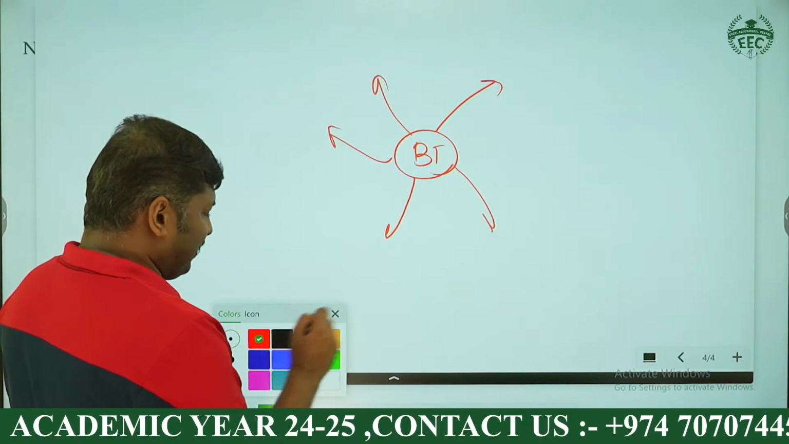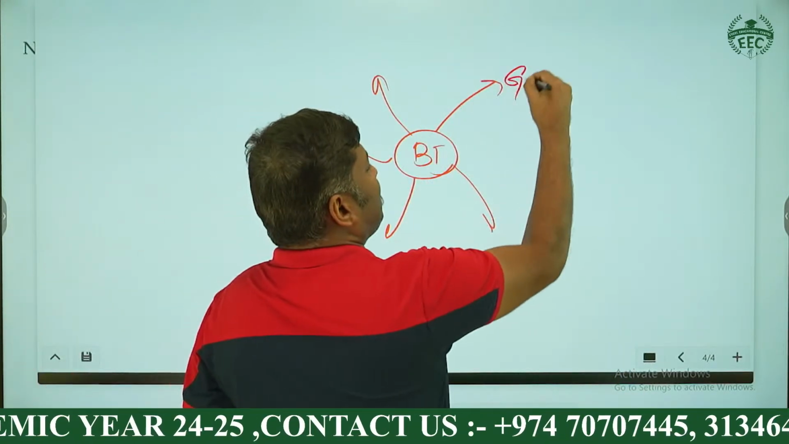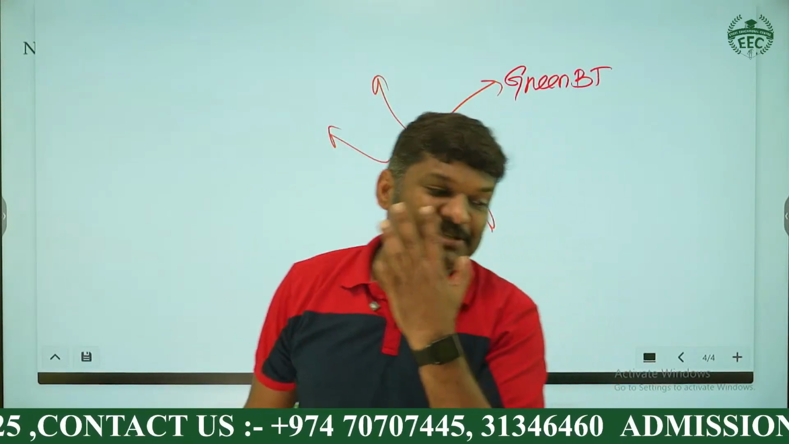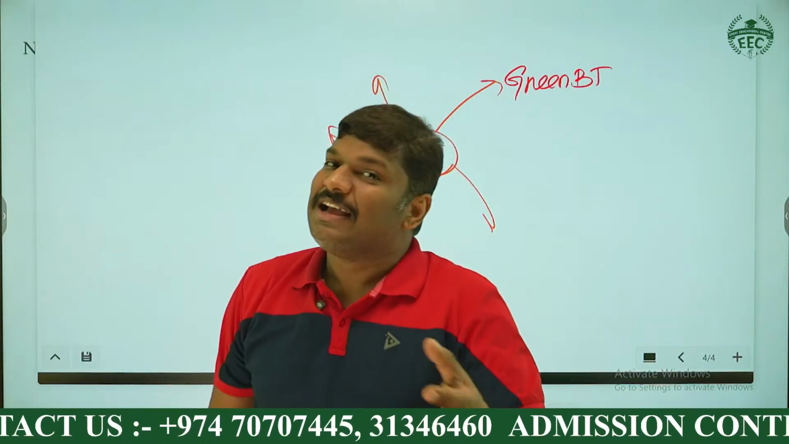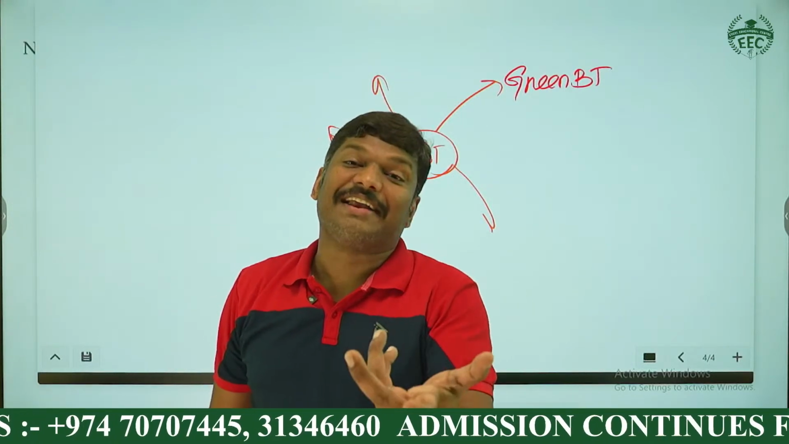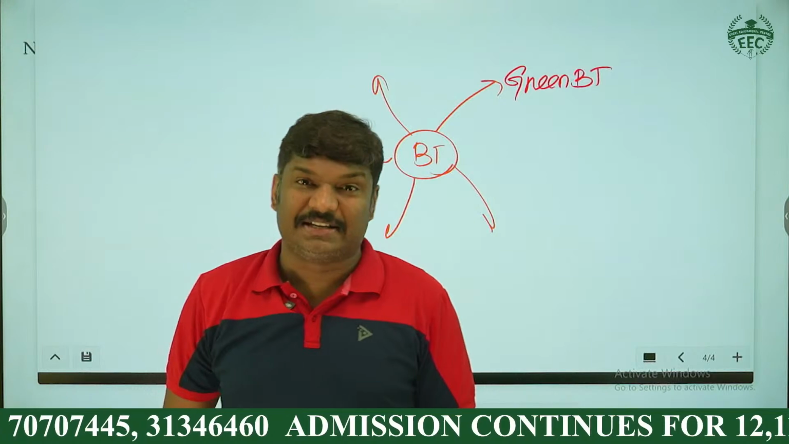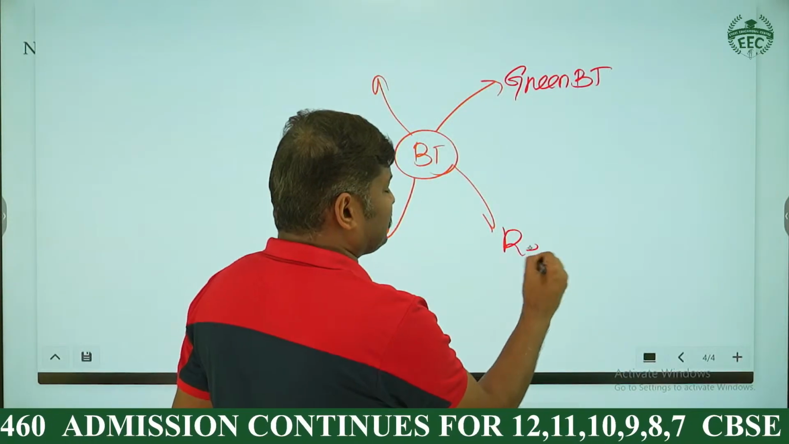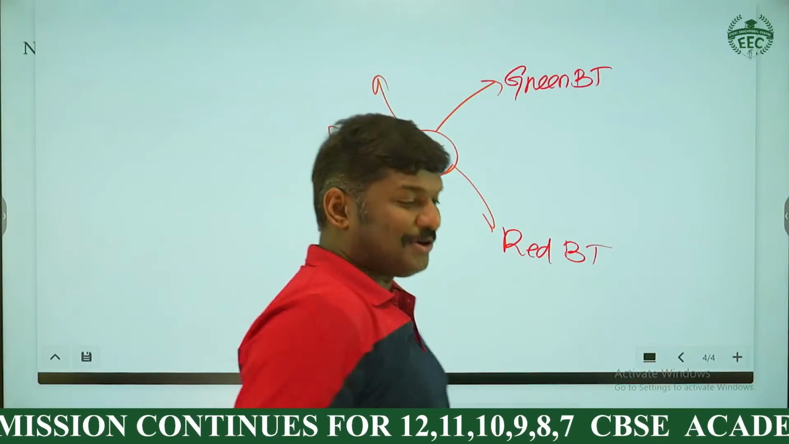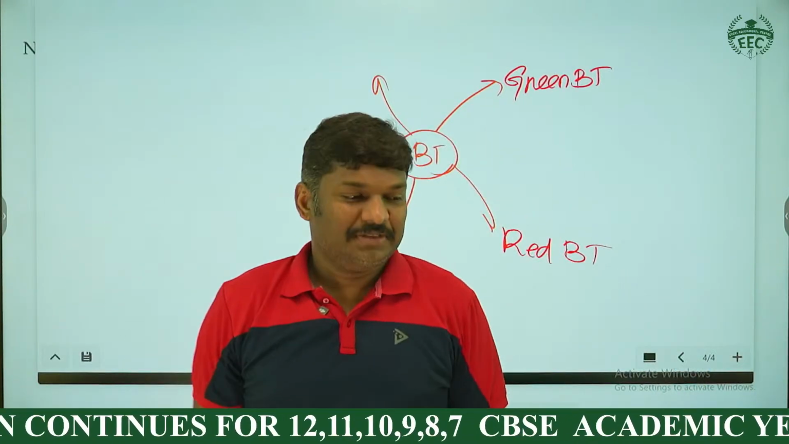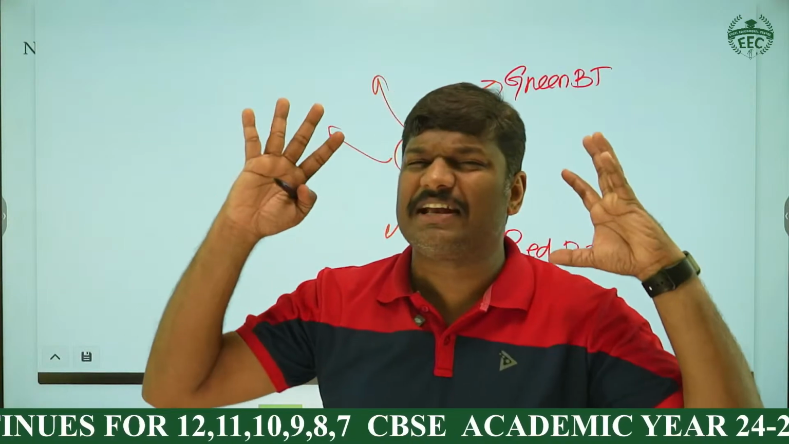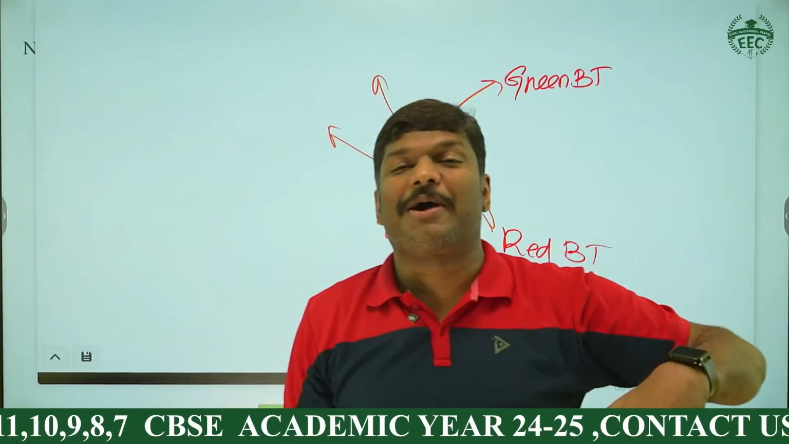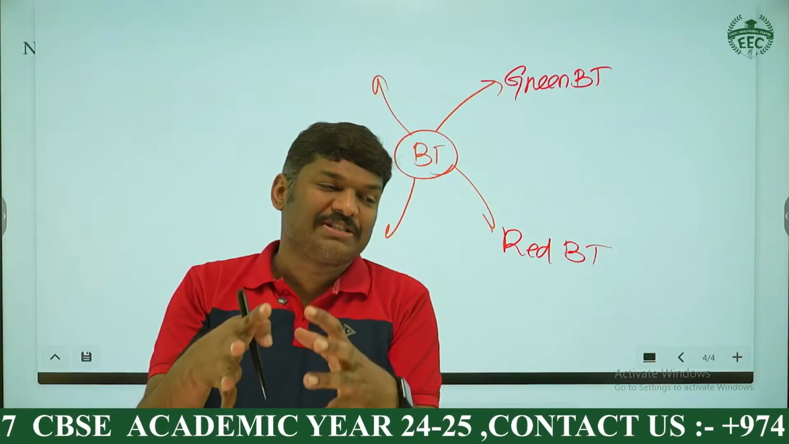Here you can see, first of all, there is a branch of biotechnology called green biotechnology. What is green biotechnology? Green biotechnology is everything related with agriculture. And what is red biotechnology, my dear student? Red biotechnology is everything related with medicine, everything related with drugs, and that is what we call red biotechnology. So green biotechnology and red biotechnology are the two key concepts we have to study under this chapter.